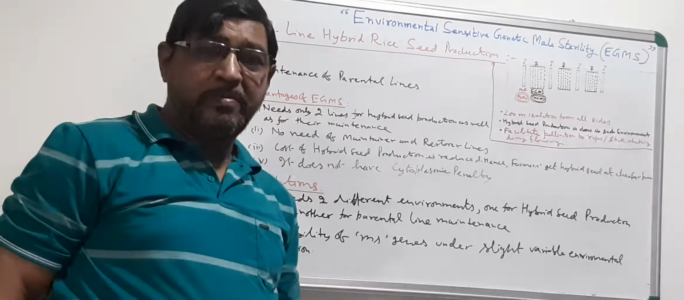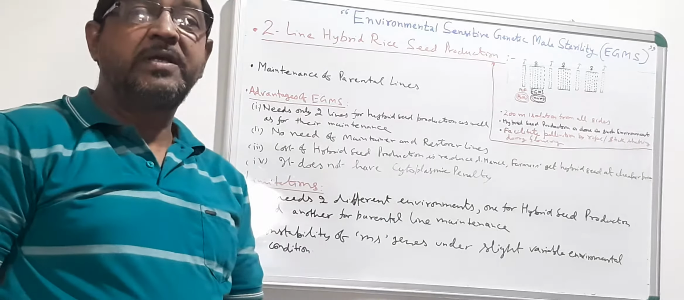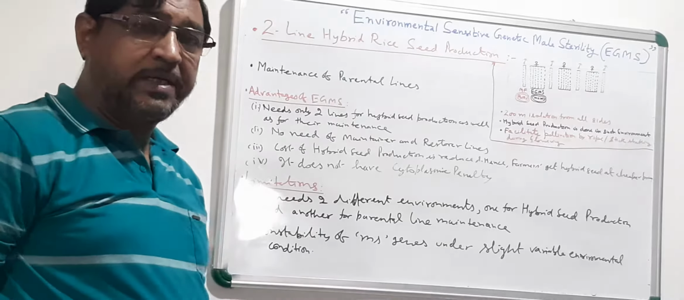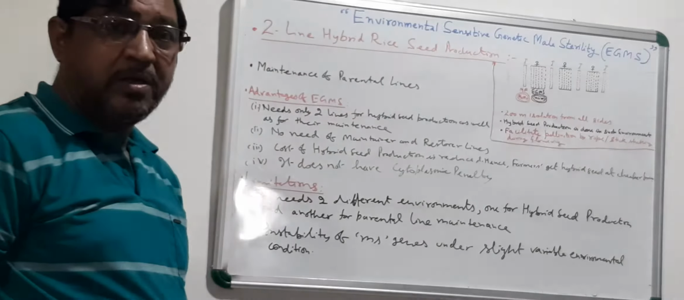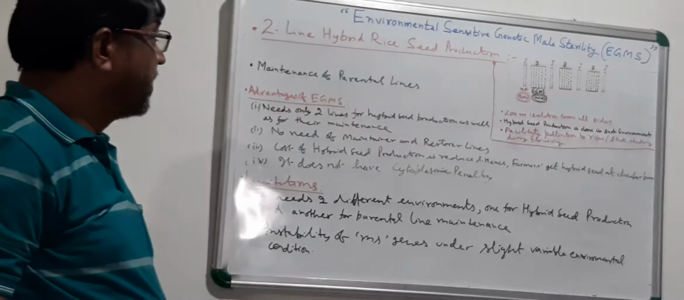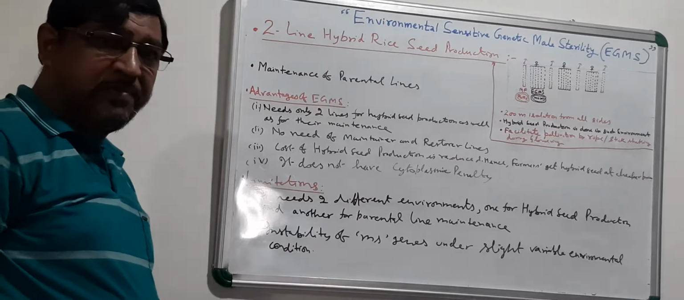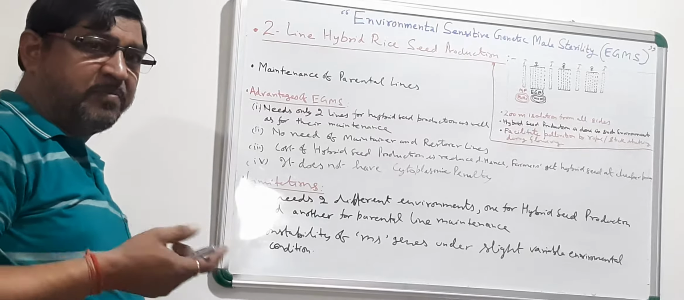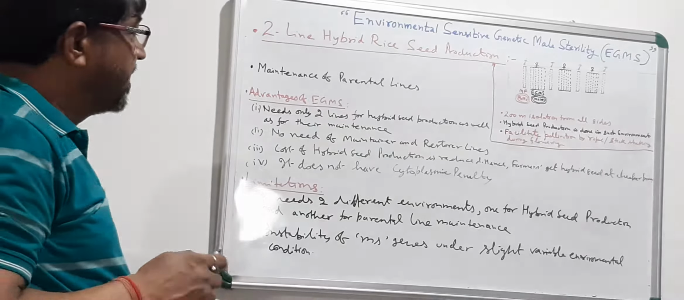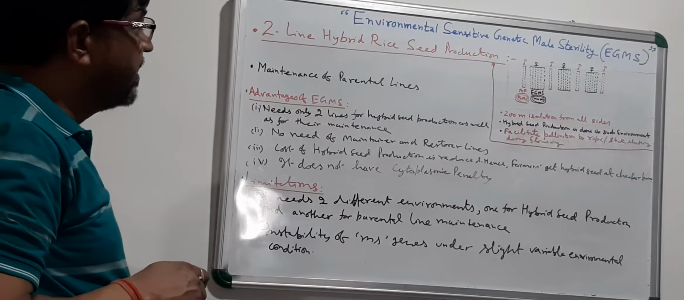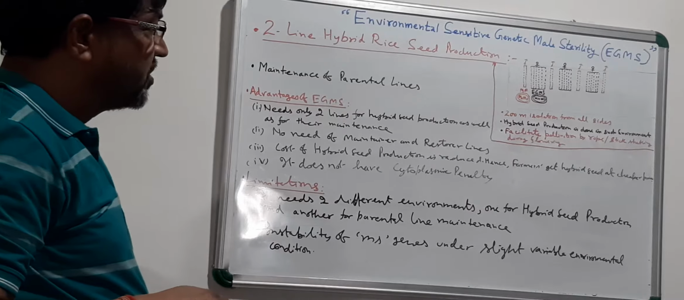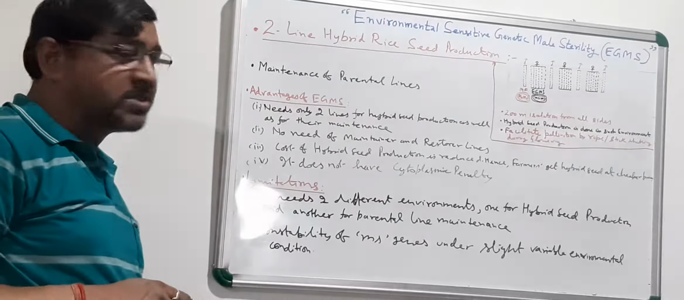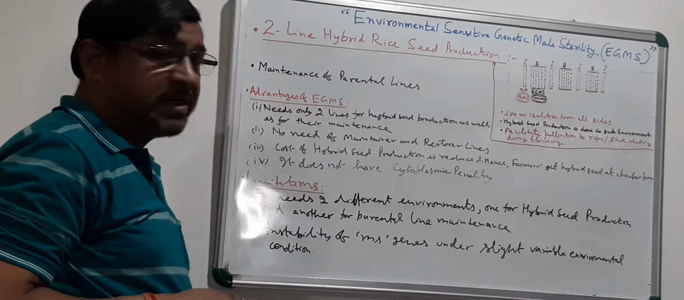I'm continuing the topic environmental sensitive genetic male sterility. Now here we have to deal with the hybrid seed production with the example in rice. As you know, this is known as two-line hybrid rice seed production, two-line system of hybrid rice seed production. How it is done, you see.